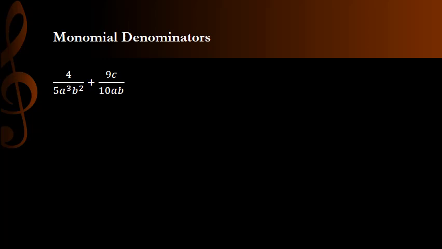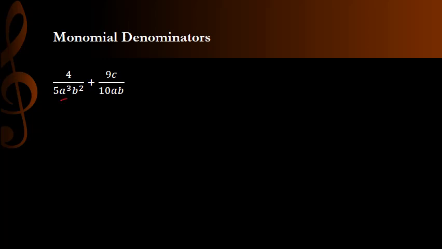All right, we're going to get down to the nitty gritty of adding and subtracting rational expressions, and we're going to start off where we've got monomials in the denominator. So here we've got two rational expressions we're looking to add together: 4 over 5a cubed b squared plus 9c over 10ab. And so what we've got to first think about is, what is the least common denominator?